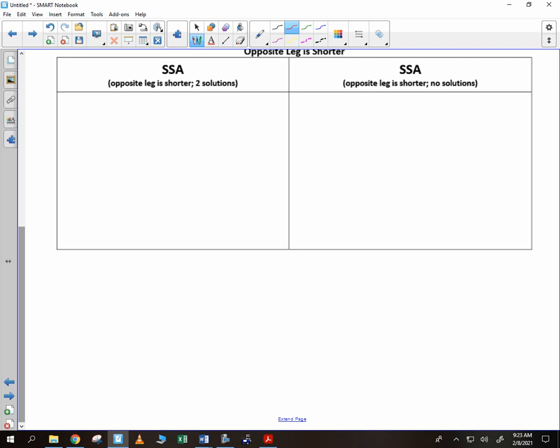Let's see what happens when you have a triangle where the opposite leg is shorter and you end up with 2 solutions. Side, side, angle. Here we have it.